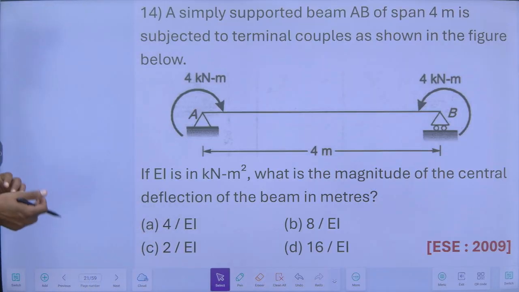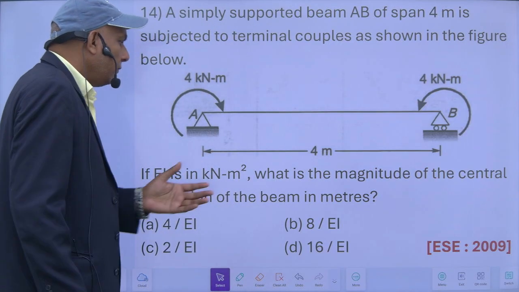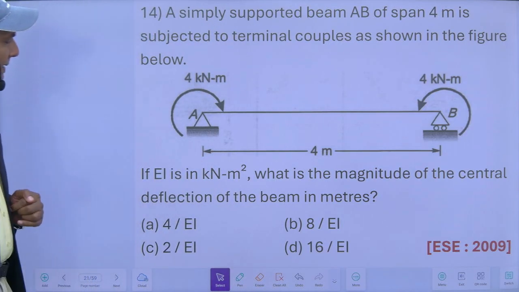A simply supported beam AB of span 4 meter is subjected to terminal couples as shown in the figure. This is 4 kilonewton meter and 4 kilonewton meter. EI is given in kilonewton meter squared. So what is the magnitude of the center deflection?